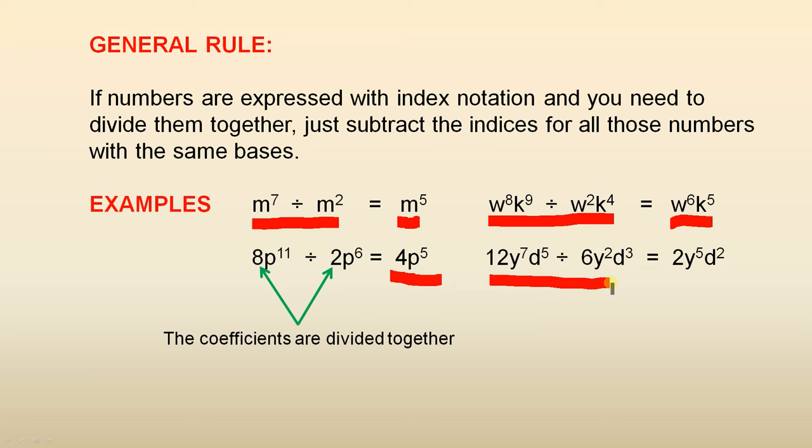For this one, slightly more involved. 12 divided by 6 is 2. Remember, we're dividing the coefficients. Here is a y and another y, and that's the y there. 7 take away 2 gives you 5. Now here's a d. There's a D. That's the D there. 5 take away 3 gives you 2. So the answer is 2y to the power of 5, D squared.